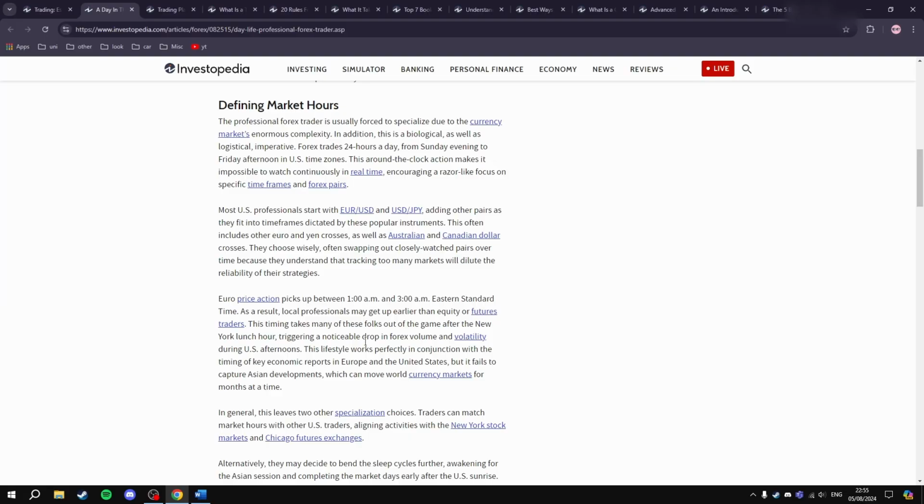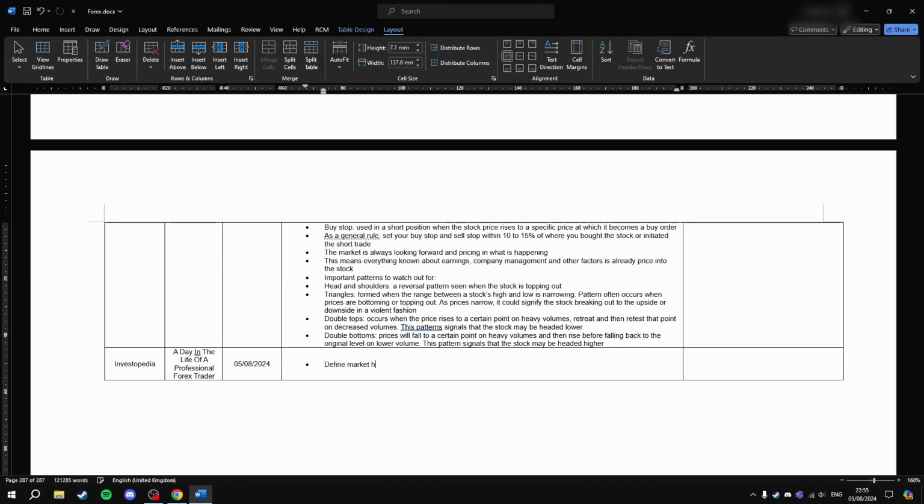Most US professionals start with EUR/USD and USD/JPY, adding other pairs as they fit into time frames dictated by these popular instruments. This often includes other Euro and Yen crosses, as well as AUD and CAD crosses. They choose wisely, often swapping out closely watched pairs over time because they understand that tracking too many markets will dilute the reliability of their strategies.